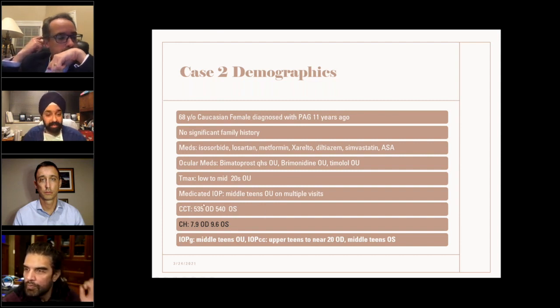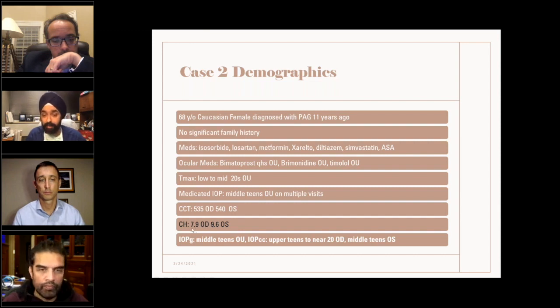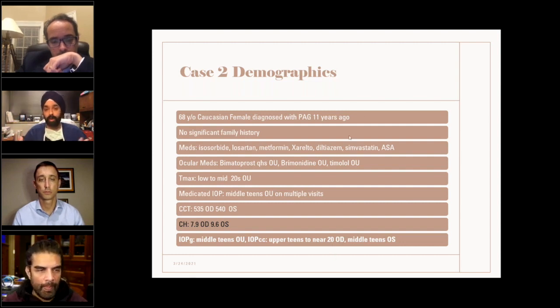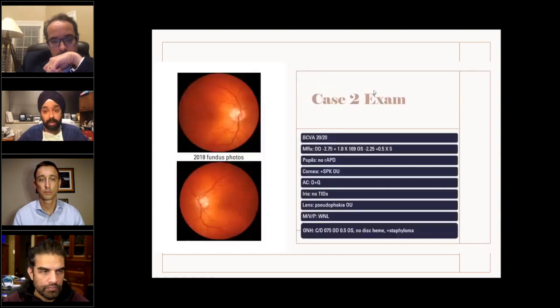Pachymetry was 530s or 540, nothing really significant either way. But the hysteresis was very low, 7.9 in the right eye and a little bit lower in the left eye. That right eye at 7.9 was concerning. And Justin's going to talk more about the IOPcc, this hysteresis-adjusted IOP, but it does give you some understanding. The IOPg, which is the Goldmann equivalent, was in the middle teens. But when you look at the IOPcc, the hysteresis-adjusted pressures, it actually showed me that the pressures were in the higher teens to low 20s. So what I thought was controlled for a while probably wasn't as controlled as I thought.